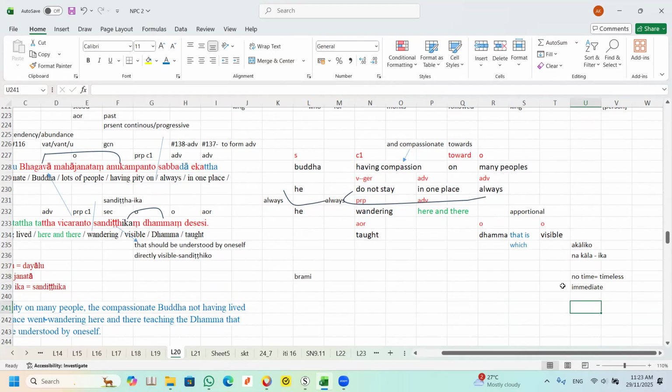So akaliko, ehi pasiko, opanaiko, pacatang. Pacatang. That means can you see the word? Pacatang. Pati and ata. Own self. Pacatang. Vidi. Takbo means should experience, for own self should experience. Vedi takbo vinyuhiti, by the wise.